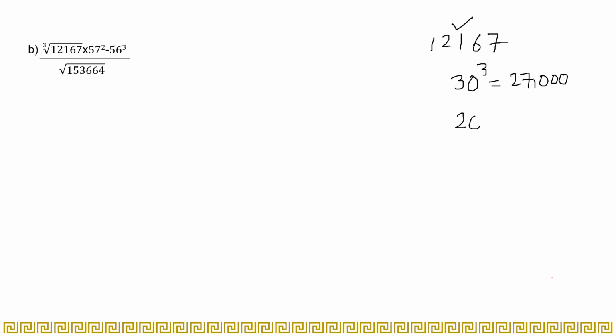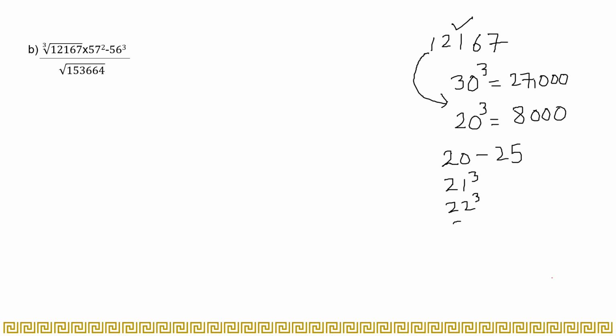right? Maybe we can take 20 cubed. If you take 20 cubed, when you multiply 20 three times, you will get 8,000, right? Now 8,000 is a better number as compared to 27,000. So it's better to take a number that lies between 20 and 25. That would be a good choice, right? So we can take 21 cubed, 22 cubed, 23 cubed, 24 cubed, and 25 cubed. We have to check for these numbers.